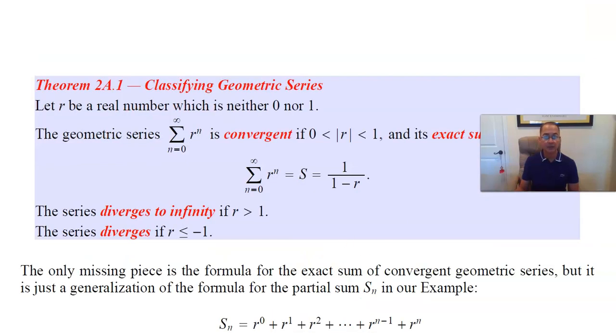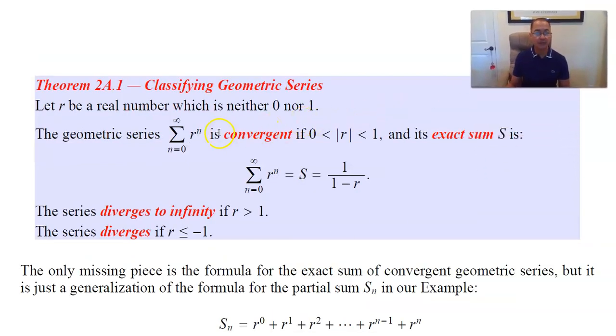Okay, so to summarize, our geometric series converges if the common ratio is between negative 1 and 1, basically. And if so, its exact sum is 1 over 1 minus r. If r is bigger than 1, then what did we say? The terms of the geometric sequence just get bigger and bigger. And so if you keep adding them together, the partial sums also just get bigger and bigger. So that diverges to plus infinity.